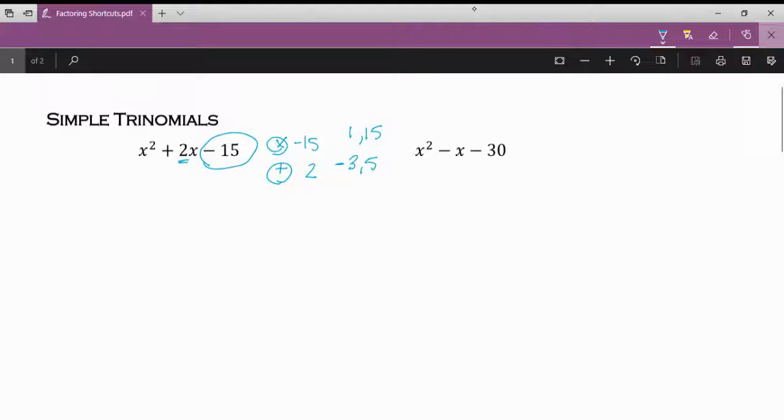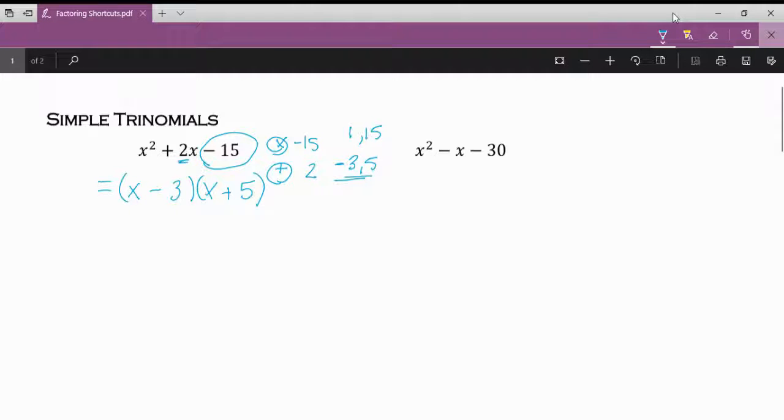And you can do a double check. Negative 3 times 5 is negative 15. Negative 3 plus 5 is positive 2. Now, the numbers that we picked are actually the numbers that end up in our brackets when we do decomposition. Since our variable is x, we're going to write x at the beginning of both brackets. Then we add the numbers we figured out into our brackets. So x minus 3 and x plus 5 is our final statement for this trinomial to be factored.